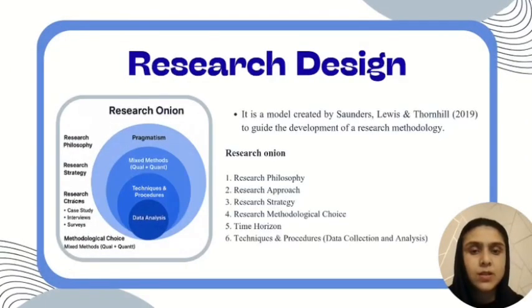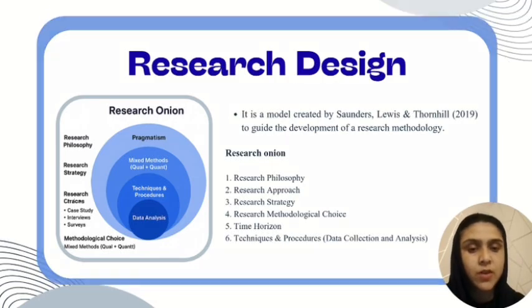Hello. Now I will be discussing the research design according to our research. It is a model created by Saunders, Lewis, and Thornhill to guide the development of research methodology. It has 6 layers, and we peel them from outside toward inward. So our research has research philosophy, in which we use pragmatism, then research approach, research strategy, methodological choice, time horizon, and technique and procedure as the rest of the layers, and we will discuss them one by one.